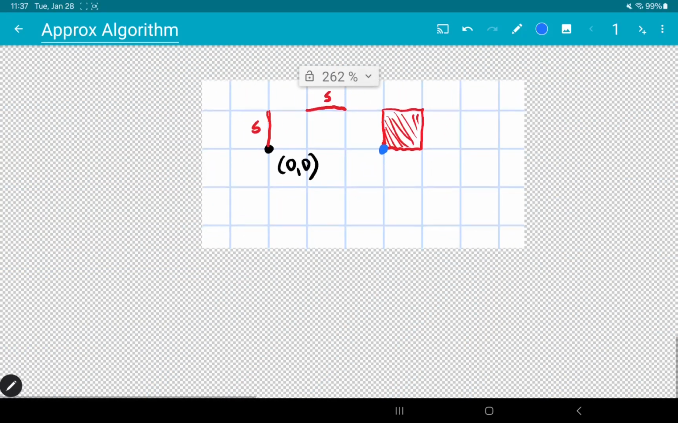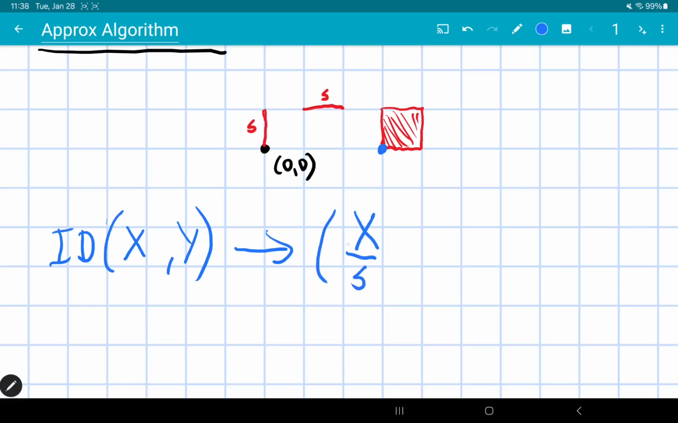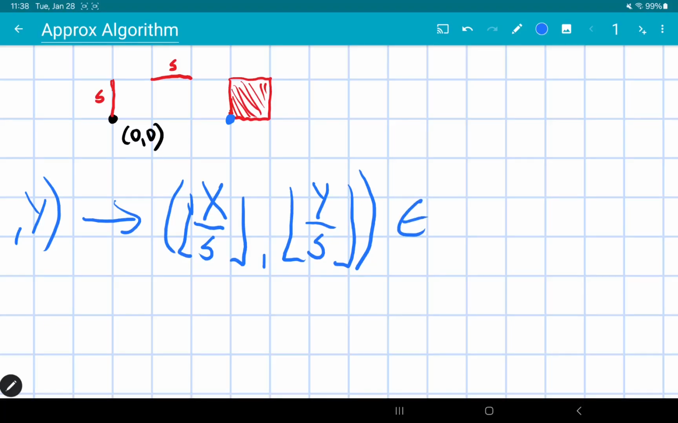So in particular, to this end, we are going to define the following mapping. And we will call it the ID of a point xy. We are going to map it to the point floor of x over s and floor of y over s. Okay, floor function on both coordinates. So we mapped a real point into an integer point, right? So this is now an integer point.